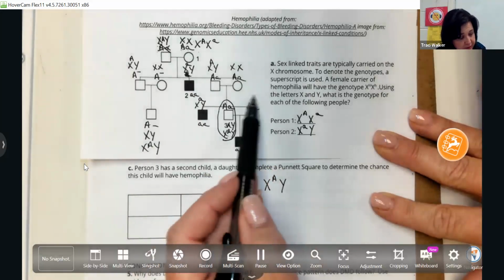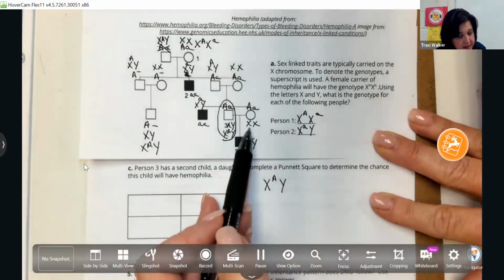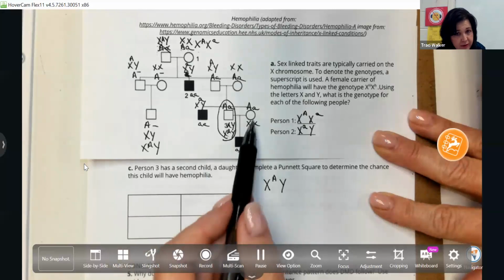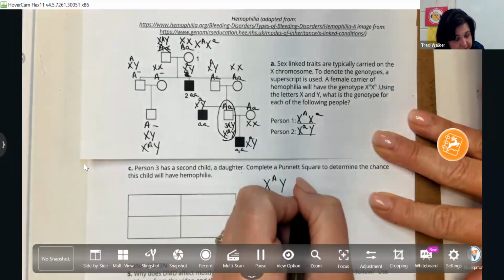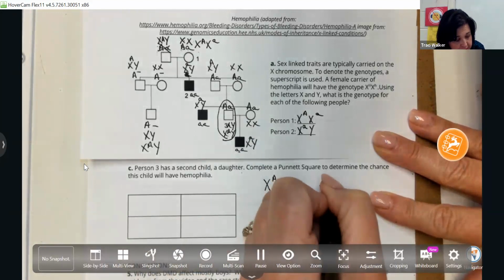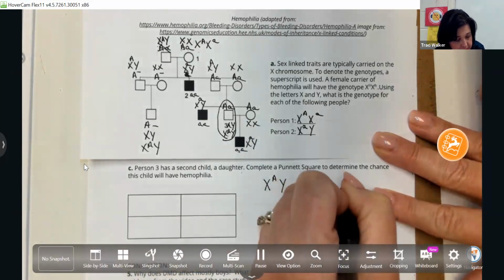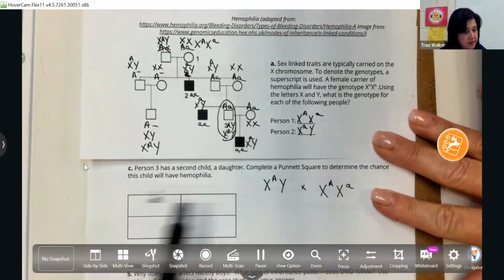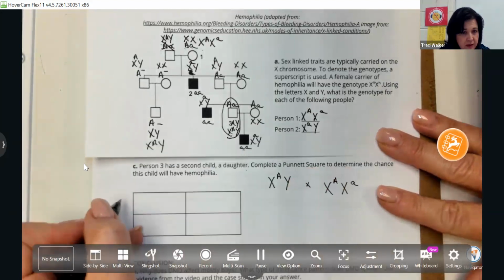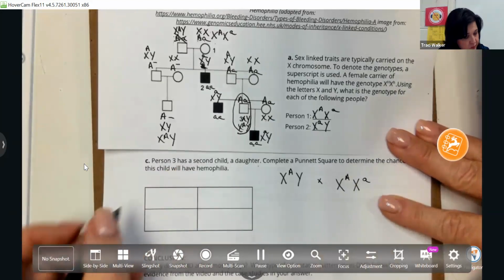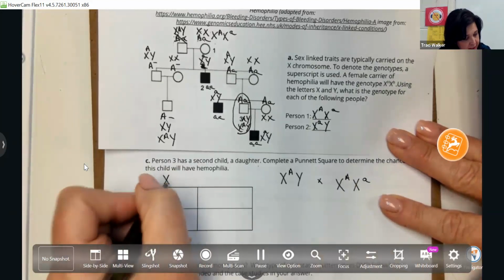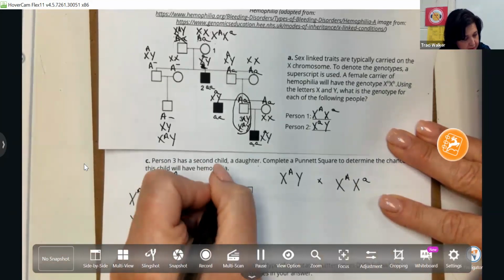So his wife over here is X big A, X little a. His wife is a carrier. Okay, his wife doesn't have it, but she is a carrier of hemophilia. That's why they ended up with a son that had hemophilia. Okay, so these are the parents' genotypes. So let's put those over here on the Punnett square. So X big A, Y, X big A, X little a.